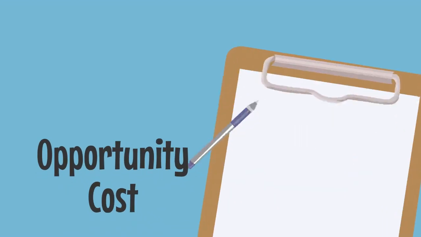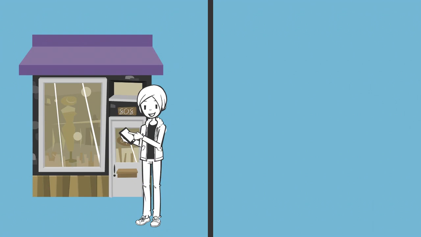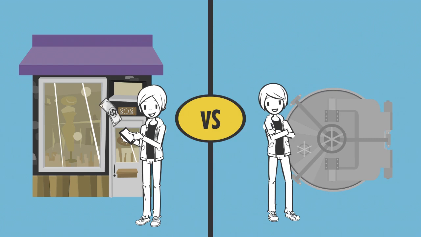Opportunity cost. The opportunity cost of a decision is the difference between the cost of doing something and the return that will be gained compared to the best alternative. For example, a small business owner invests money into starting a business. The alternative is interest earned by leaving the money in the bank, which is the opportunity cost.